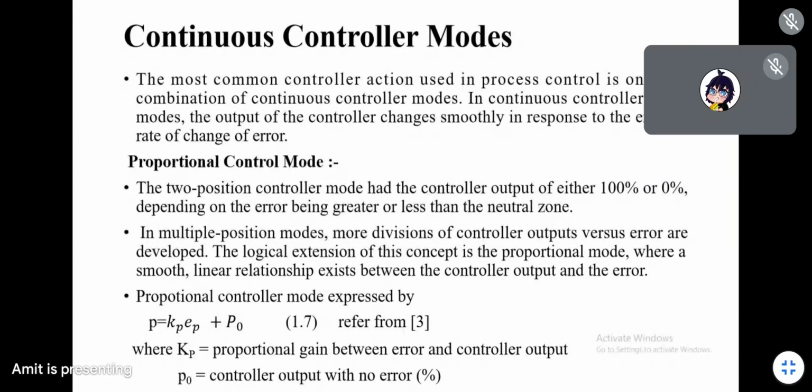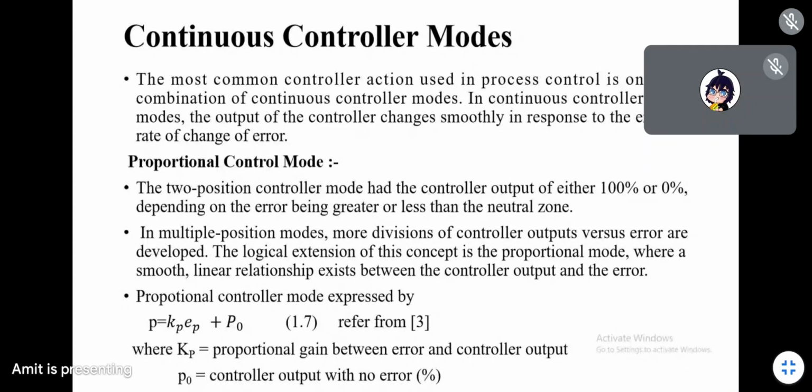P0 is the controller output with no error. I previously told you that even when there is no error, your controller should put out some output to make it reach the set point. When your controlled variable matches your set point, there should be no error, but your controller should still put out some output so that your process keeps running.